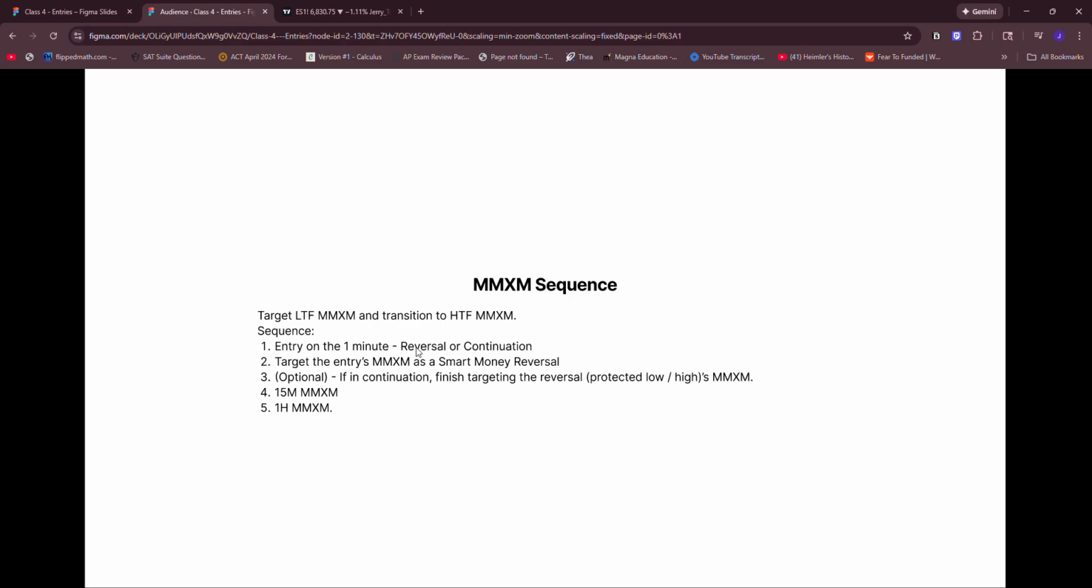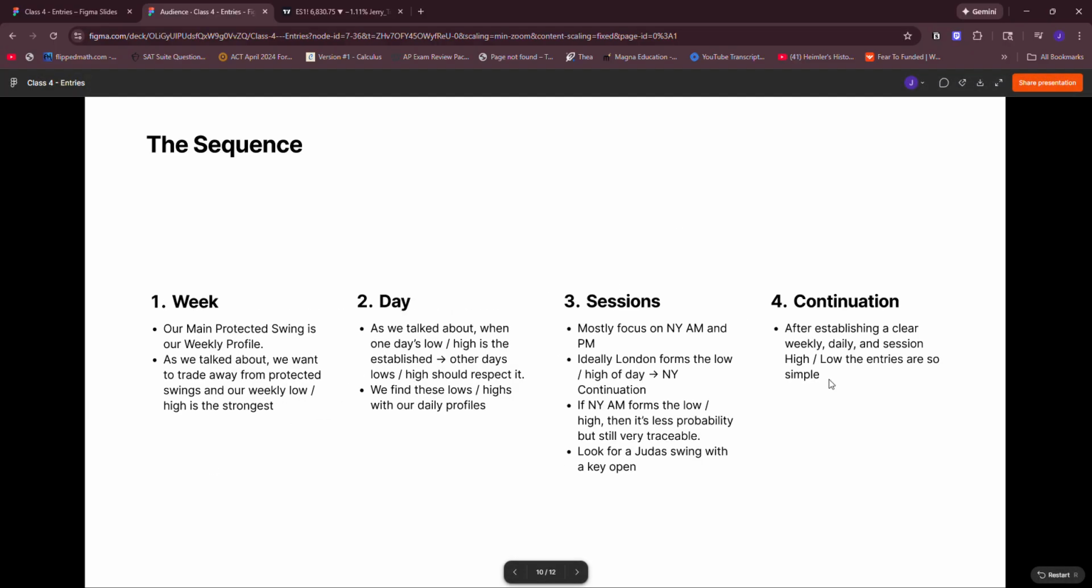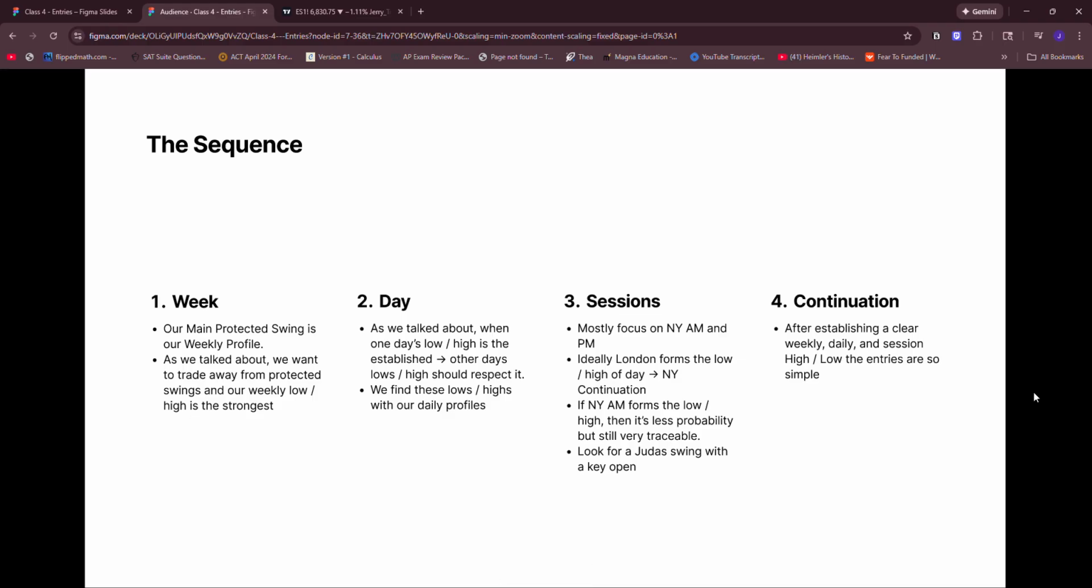So the sequence is very simple, right? Entry on the 1 minute, reversal, continuation, target the entries, market maker model as a smart money reversal. And then if you're in the continuation phase, you want to finish targeting the reversal, protected lower highs market maker model. And then you want to target 15-minute and 1 hour draw on liquidities. So this is the sequence, right?